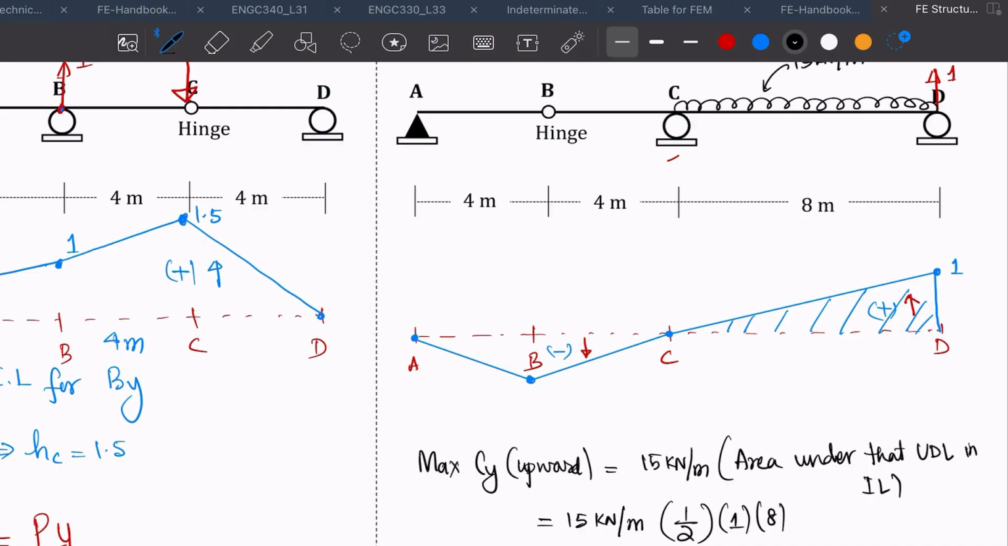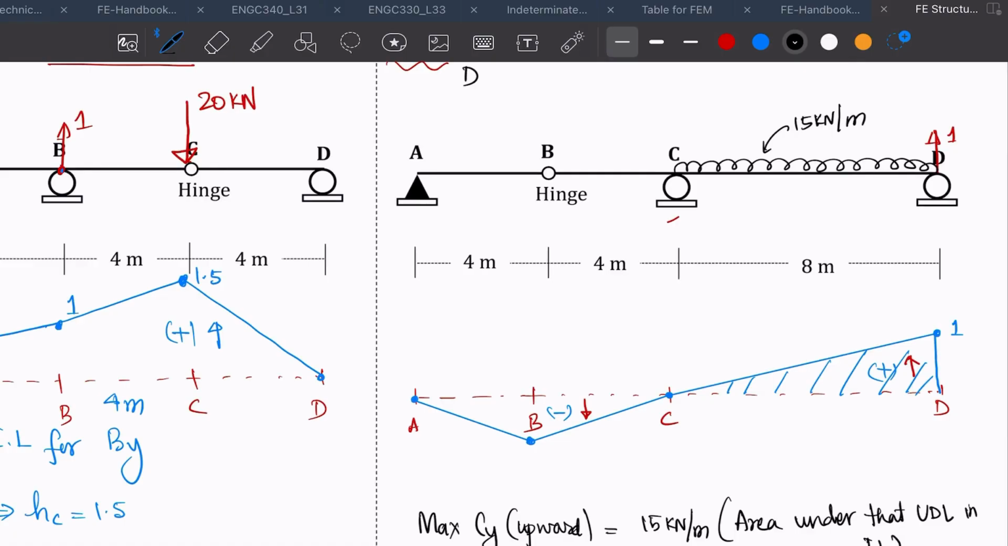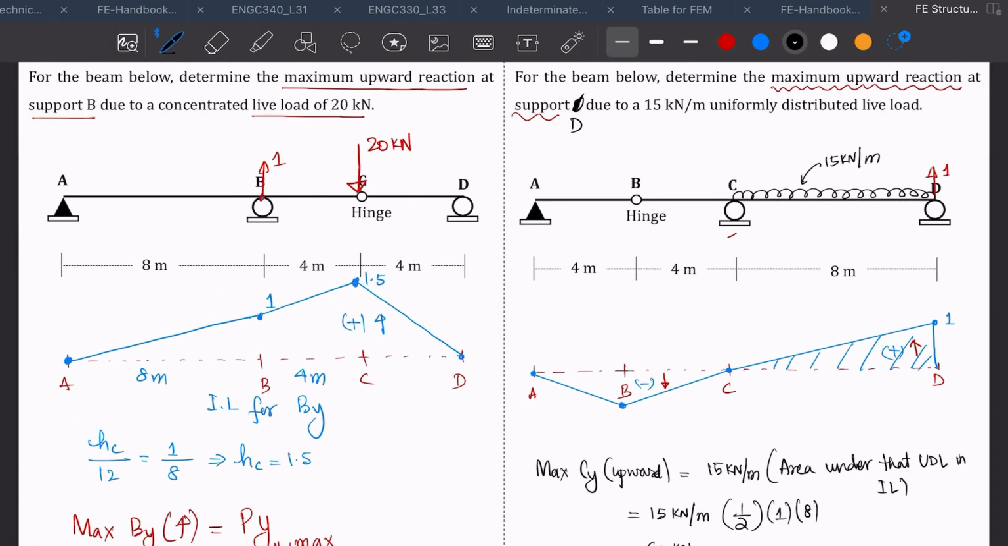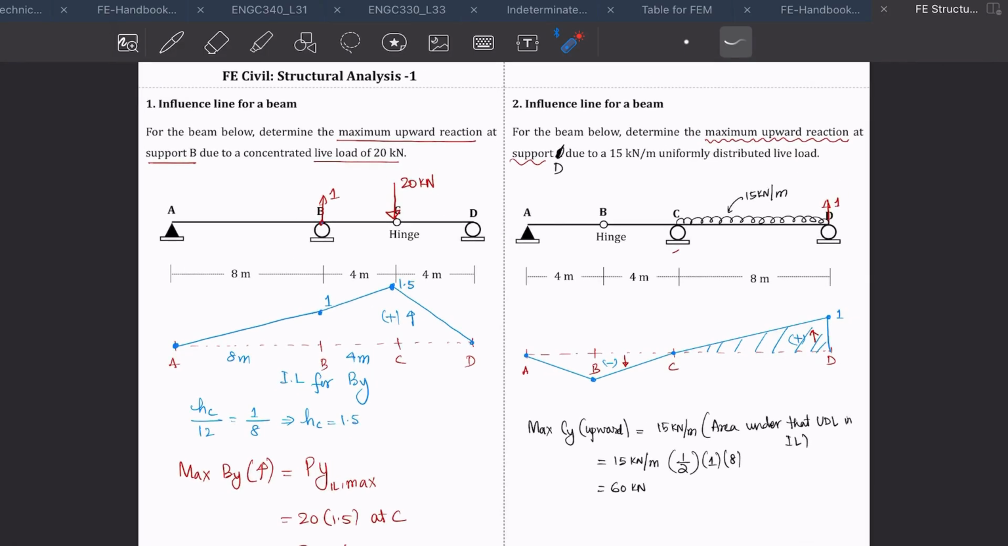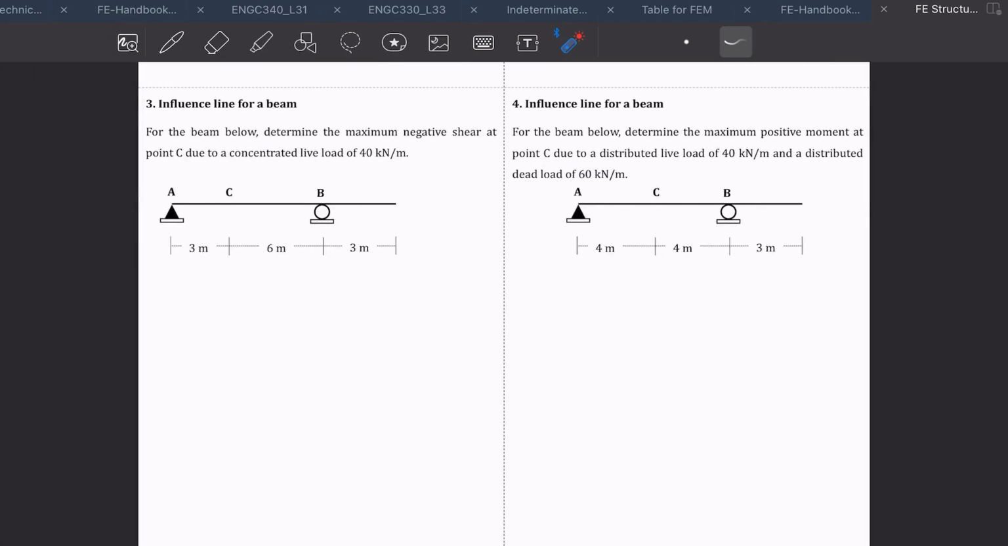Okay, so again, if you feel like I don't think it is going to be positive, it's going to be 60, just use your equilibrium equation and find what dy is in this case, and you'll see that your dy will be exactly 60 kilonewton. So I've shown you a variation of using a unit load or a concentrated live load, and one having a UDL live load. Okay, so that is the variation for reaction.